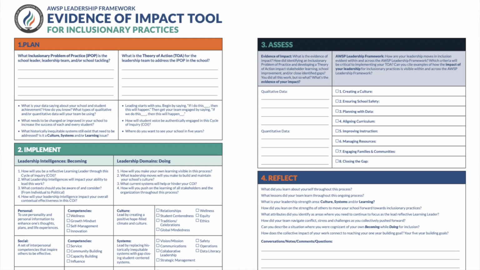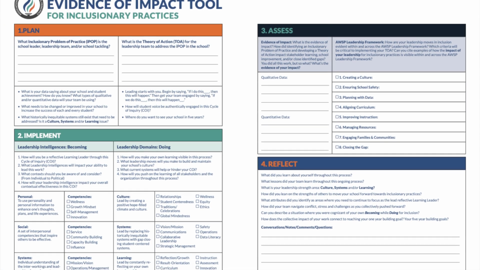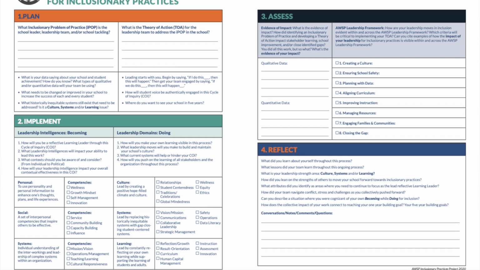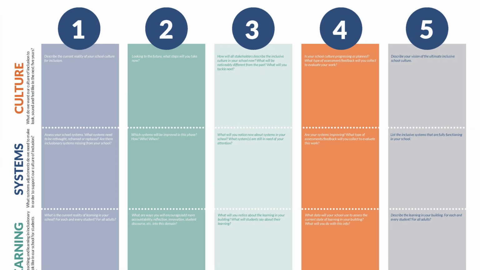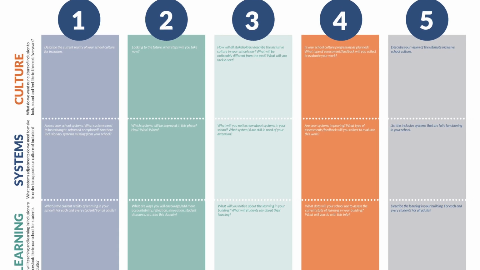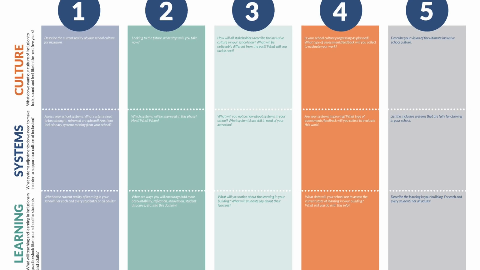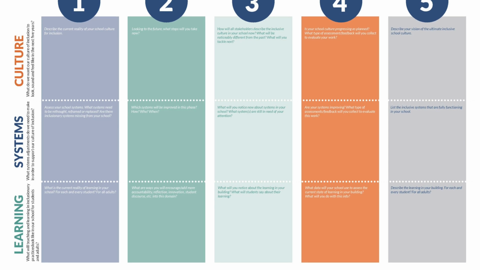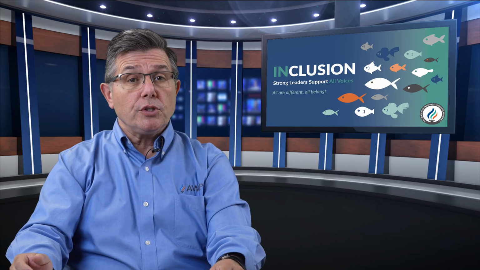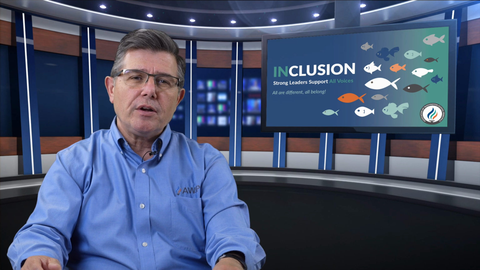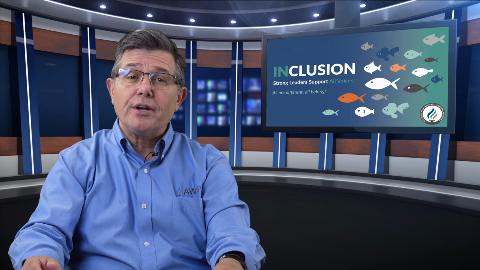Are you looking for resources? We have created an Evidence of Impact for Inclusionary Practices form and a 5-step planning for inclusion tool to help school leaders thoughtfully engage in shifting a school's culture, systems, and learning toward inclusion for each and every student. Looking for resources for your teachers, your school or district team, or to share with central office? Our friends in the Inclusionary Practices cadre have you covered there too.